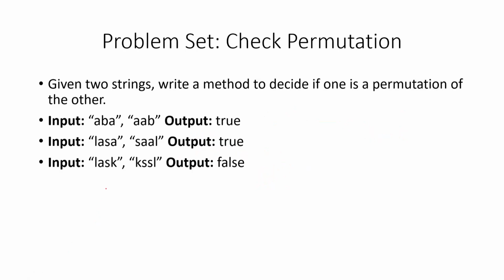Okay, next problem is check permutation. So we have two strings and we need to write a method to decide if one is a permutation of the other. So here we have two strings, ABA and the second is also AAB, and we need to determine whether these two strings are permutations. What does permutation mean? Permutation means that they consist of the same number of letters and the same letters. So because both of them consist of two A's and one B, this is true.